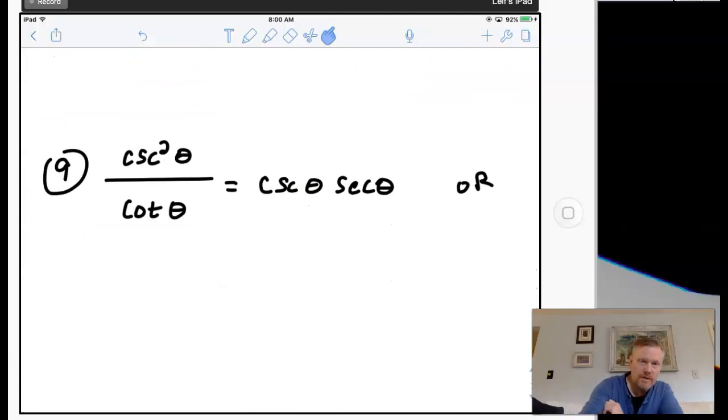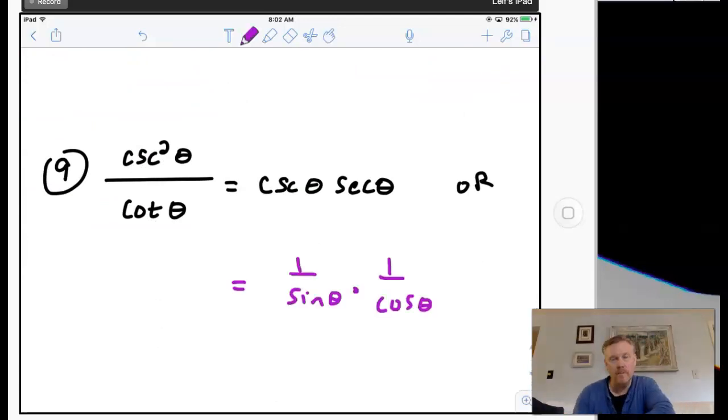This one, which side are you going to tackle? Okay, so this one, the right side, I changed cosecant to 1 over sine, and I changed the secant to 1 over cosine. You know, usually that's kind of how I go. I try to change things to sines and cosines whenever possible. All right, and then this one, so cosecant squared, that would be the same as 1 over sine squared.